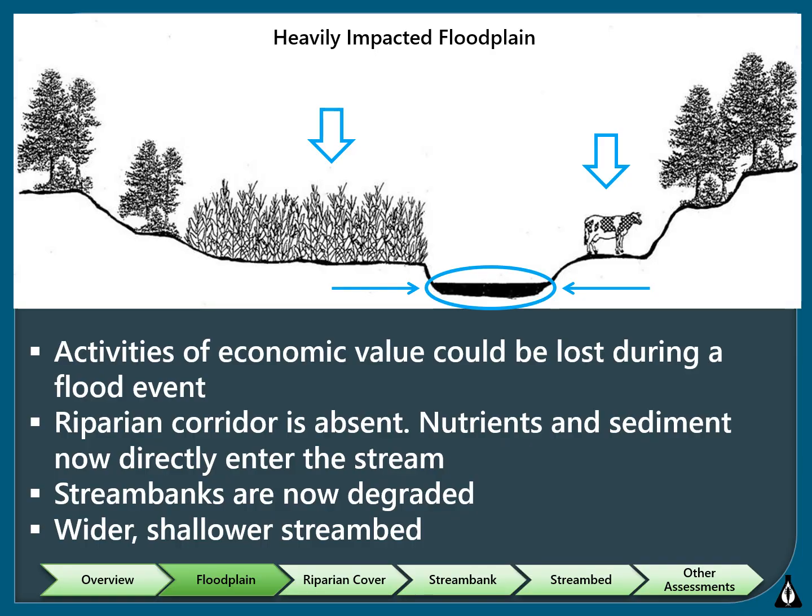This illustration shows a heavily impacted floodplain. In this example, the floodplain contains land uses that have economic value and could be lost during a flood. Nutrients and sediment loading are a greater threat.